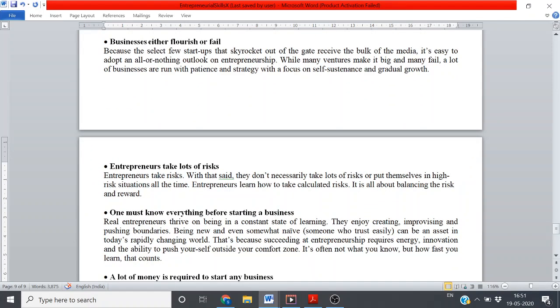One must know everything before starting a business. Many people in our society say like this, before starting a business you must know everything, but that's not true. There is a constant state of learning, right? If you are going to step into something, many challenges will come and you will learn many things from there. So this is a constant process of learning.